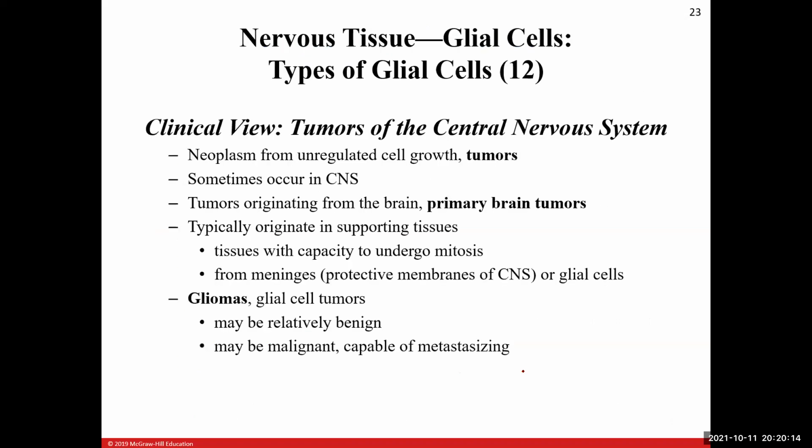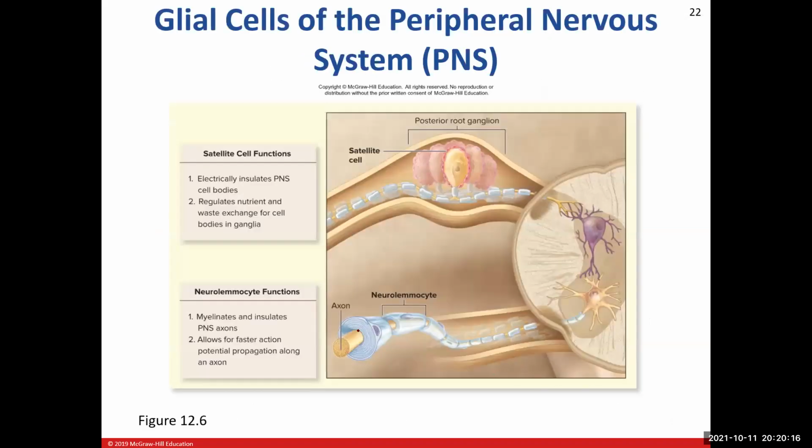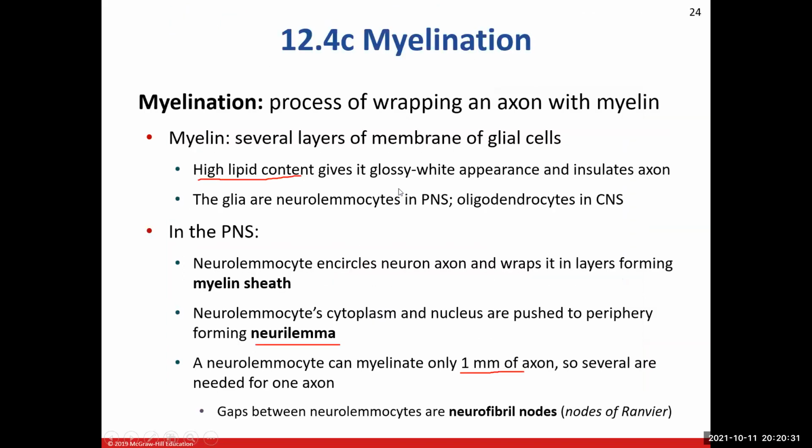If you notice with some of these axons, there are these gaps in between the neurolemocytes. See these gaps, here's one, you can see a bunch. Here's a gap, here's a gap, here's a gap. Those gaps are called neurofibril nodes or the nodes of Ranvier.